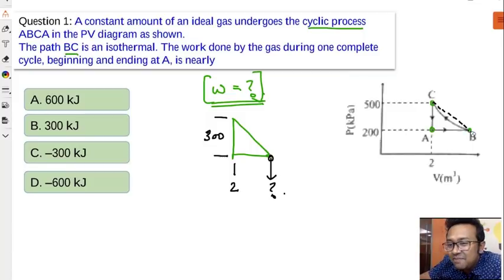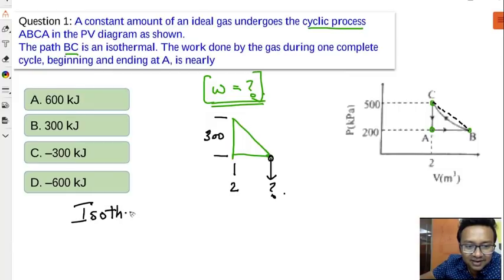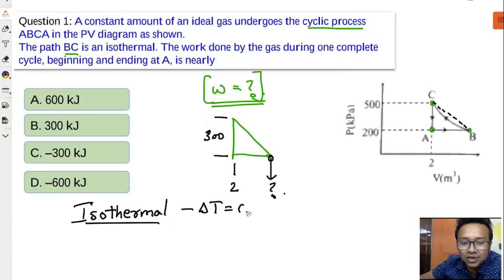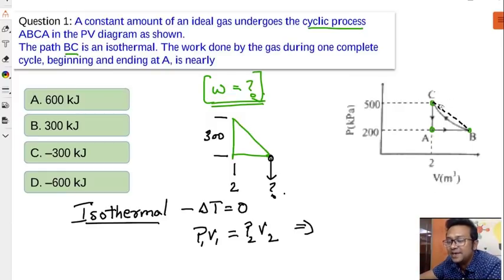See, they have said BC is an isothermal process. Now, for any isothermal process, students, focus here, focus. For any isothermal process, my temperature change delta T is equal to 0. So there is no change in temperature. What does it mean? It will obey Boyle's law. P1 V1 is equal to P2 V2. So apply it between point B and point C.